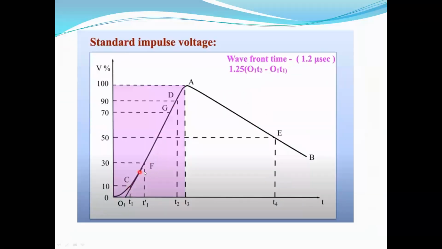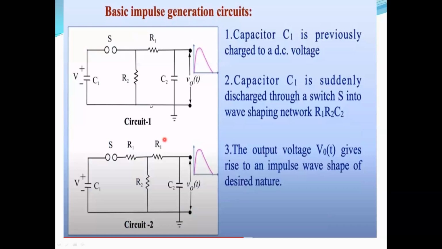So we are expecting a wave like this. This is called the wave front time, and from here to here is called the wave tail time. This is our main concept to get the wave shaping circuit. These two circuits are called wave shaping circuits. By using these circuits, we get exactly the wave shapes and impulse voltages we want.